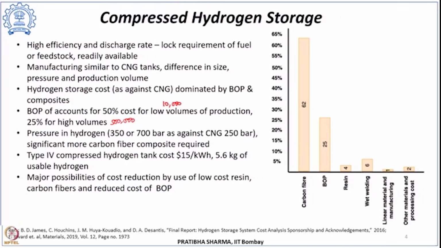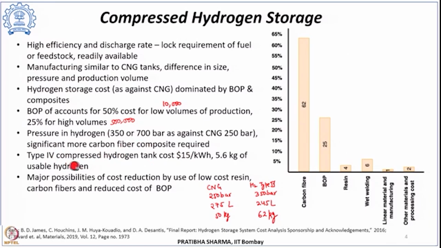Say for example, if we see natural gas tanks at a pressure of 250 bar, 275 liters, it will require 50 kg of composite compared to a hydrogen storage type 4 tank. Let us say it stores 350 bar pressure, it may require a volume of 245 liters and will require a composite weight of 62 kg. So depending upon the requirement of carbon fiber composite, the price also varies.